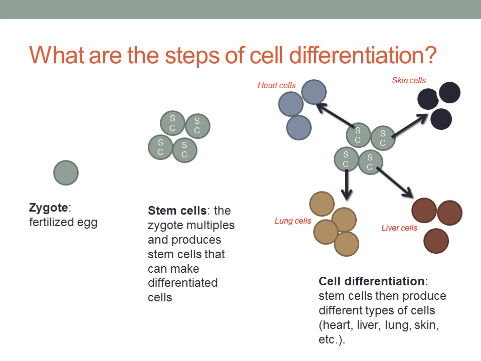Remember, we start off as a zygote, which is a fertilized egg. That zygote will start multiplying, making these things called stem cells. Stem cells are really cool because they have the potential of making cells that have specific functions, and that's what we call cell differentiation, when stem cells produce different types of cells such as heart cells, skin cells, liver cells, and lung cells.